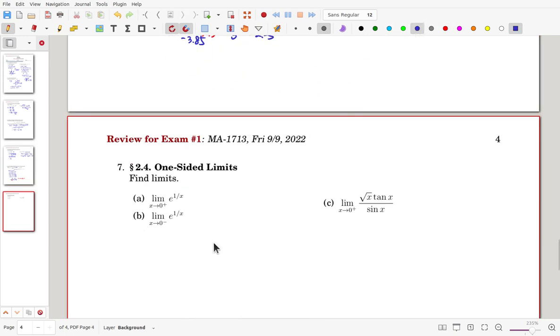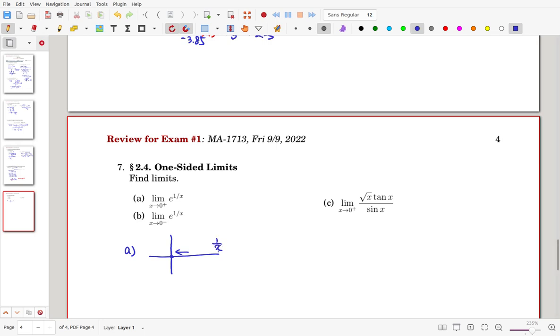Okay, now let's try to solve the final problem, number 7. For A, we are trying to get the one-sided limit as x approaches 0 from the right, and try to evaluate e to the 1 over x. Now pictorially, here we have 0 and x is approaching from the right, and we consider first 1 over x.